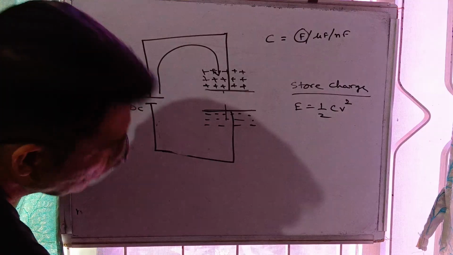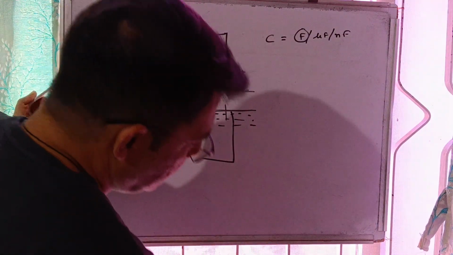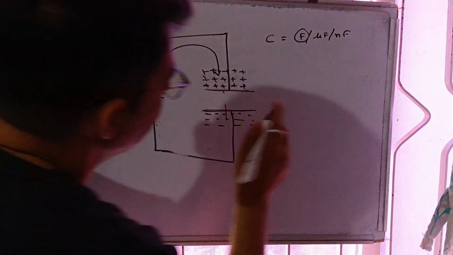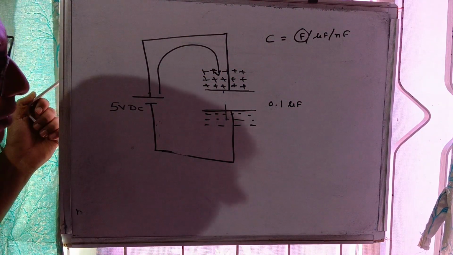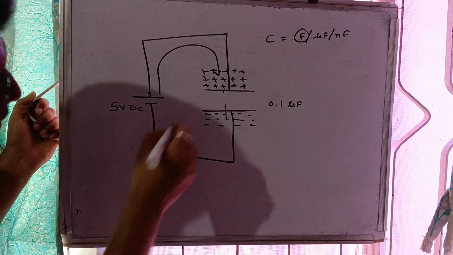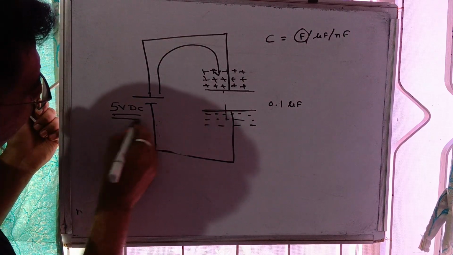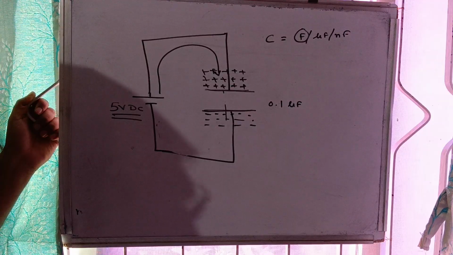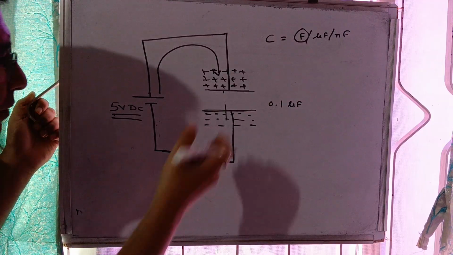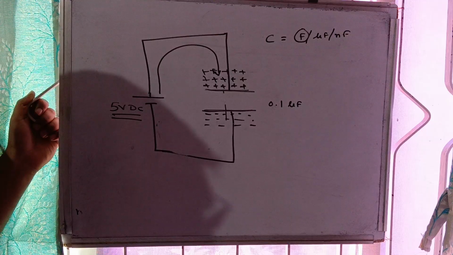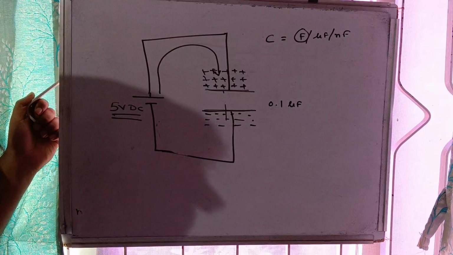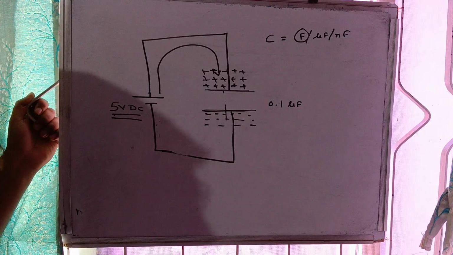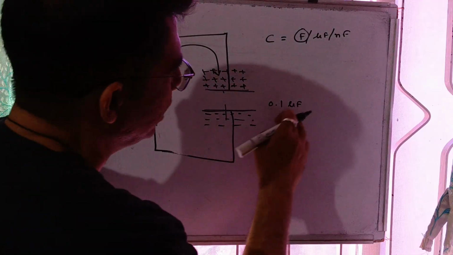Now in this case, let us assume the value of capacitance is 0.1 microfarad, right? Now the value of supply given is 5 volt DC, and the value of capacitance is 0.1 microfarad. So if you go to the market and want to buy the capacitor, how will you address the shopkeeper? Will you say, give me 0.1 microfarad capacitor?